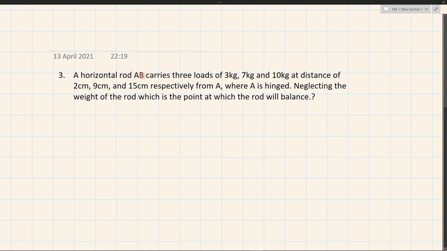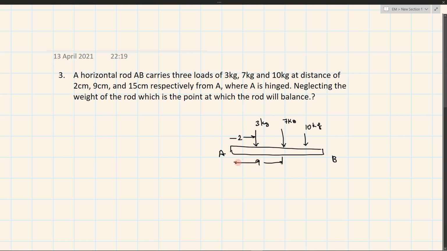So a horizontal rod AB carries 3 loads, that is 3 kg, 7 kg and 10 kg, at a distance of 2 centimeter, 9 centimeter, and 15 centimeter respectively from A, where A is hinged.